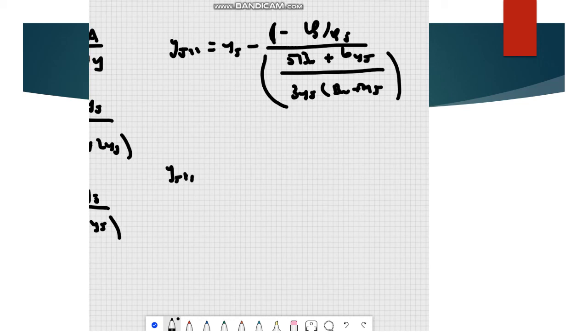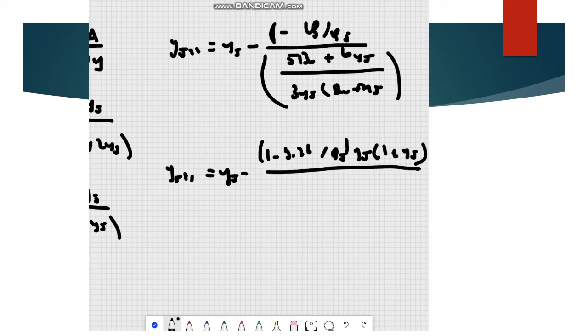So it's going to be y_j+1 is equal to y_j minus, 1 minus 9.26 over Q_j, times y_j times 1 plus y_j, over 1.667 plus y_j.